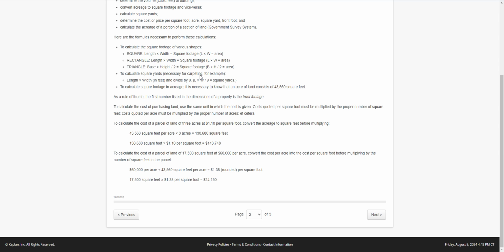You'd have to find out how many acres you have, or square feet per acre.